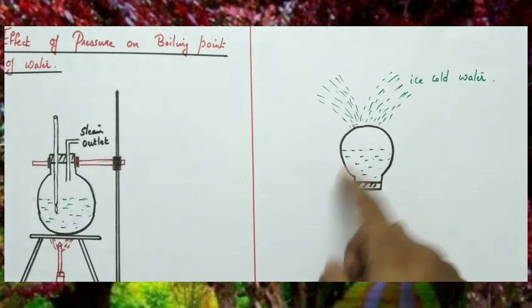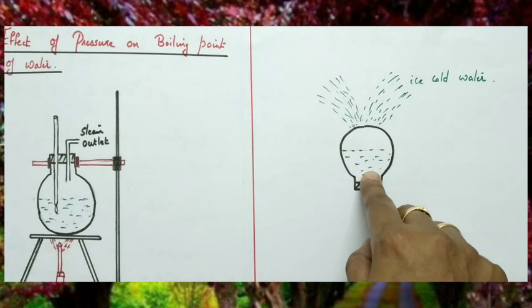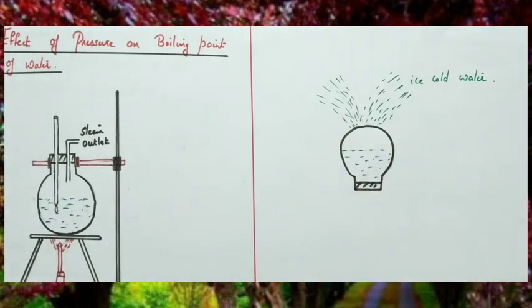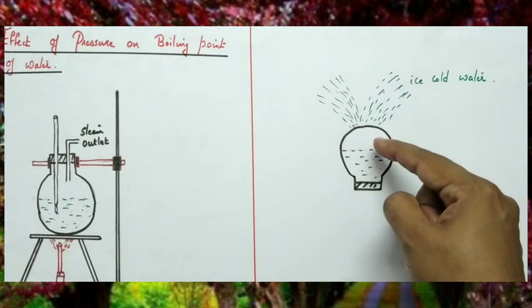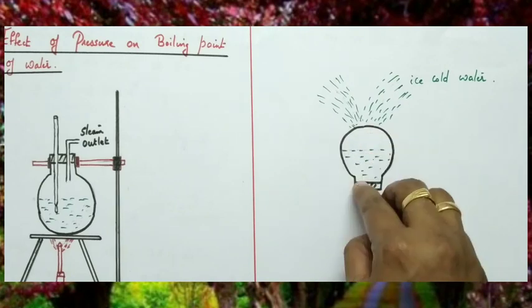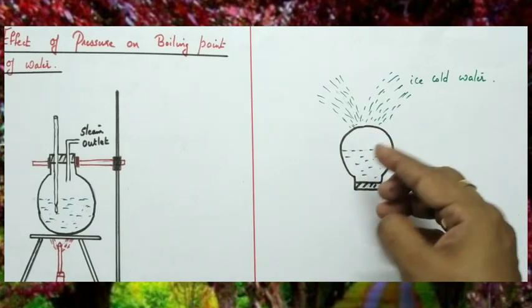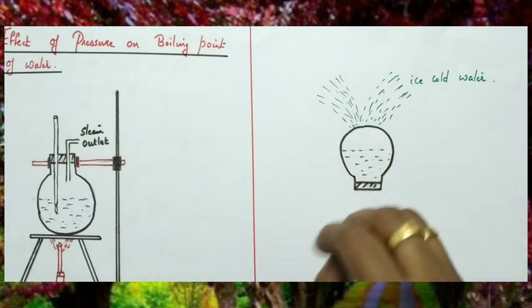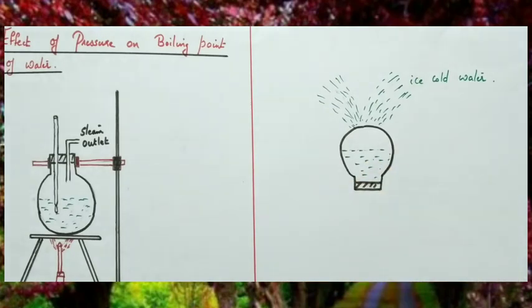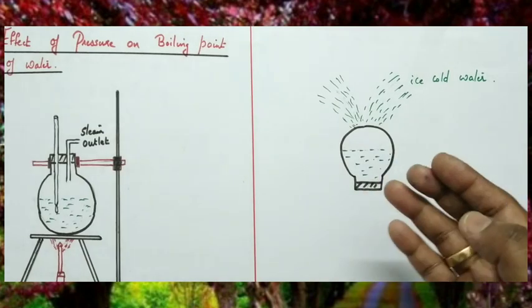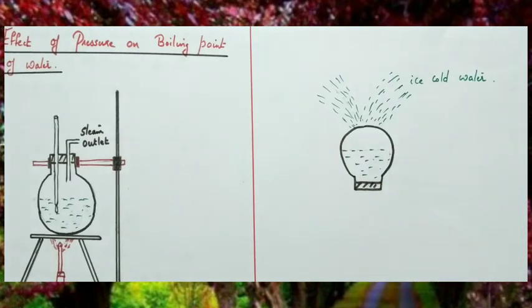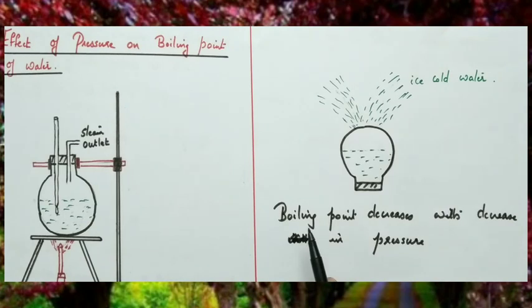So this shows that as pressure decreases, boiling point also decreases. If you pour ice cold water, the water vapor condenses and reduces the pressure. So the boiling begins again even at 80 or 75 degrees Celsius. Water can boil even at 75, 80 degrees Celsius if pressure is less. Thus we can say that the boiling point decreases with decrease in pressure.